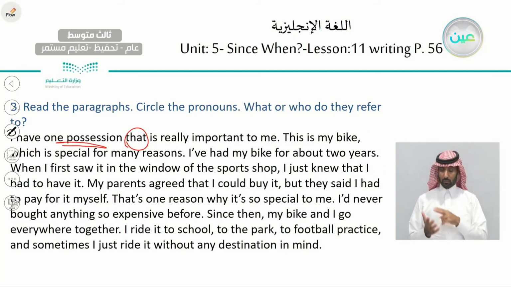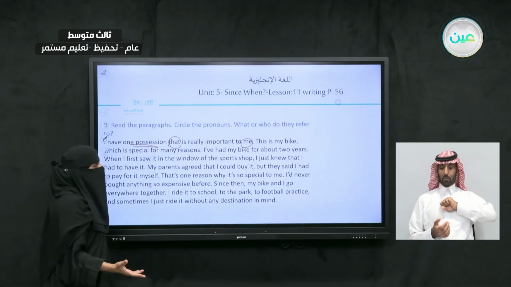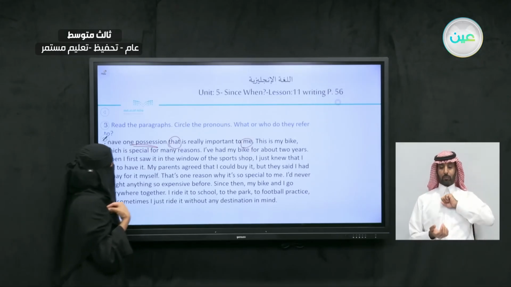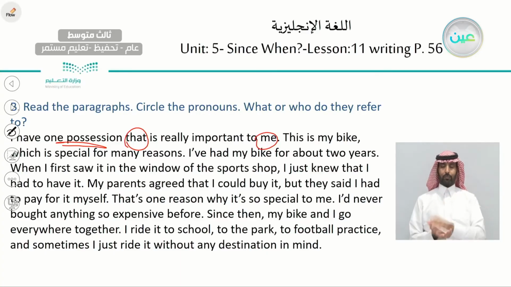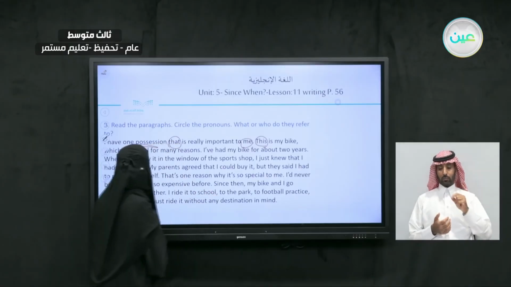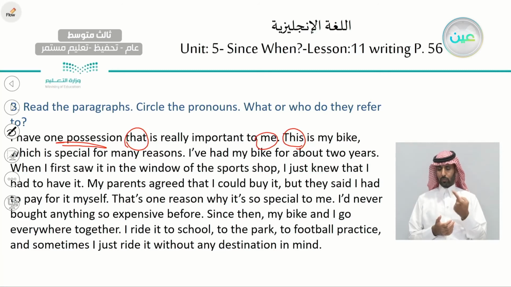Let's read it together. I have one possession that is really important to me. So me is an object pronoun. It refers to what? To the speaker, the owner of the possession or the bike. This is my bike. So this here refers to what? The bike. He said, this is my bike. So this refers to the bike, which is special for me for many reasons.